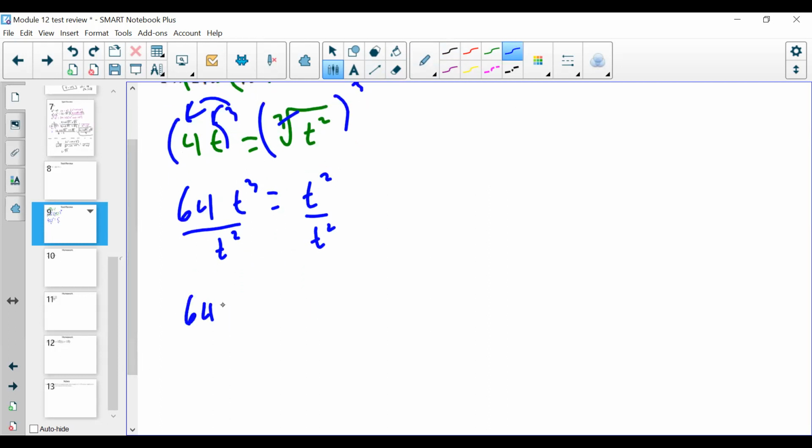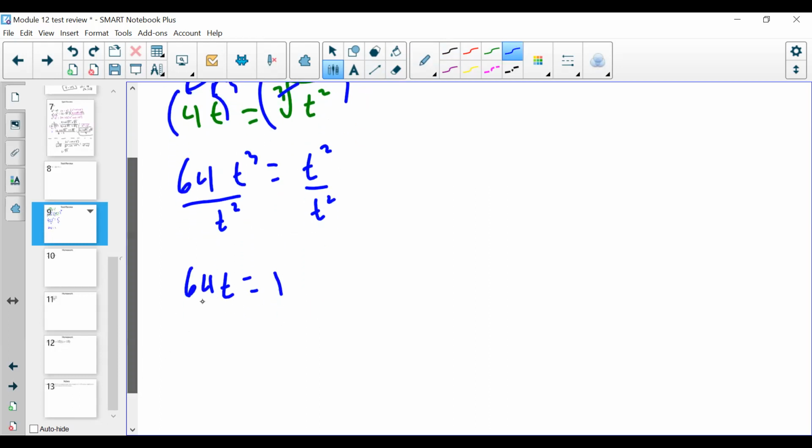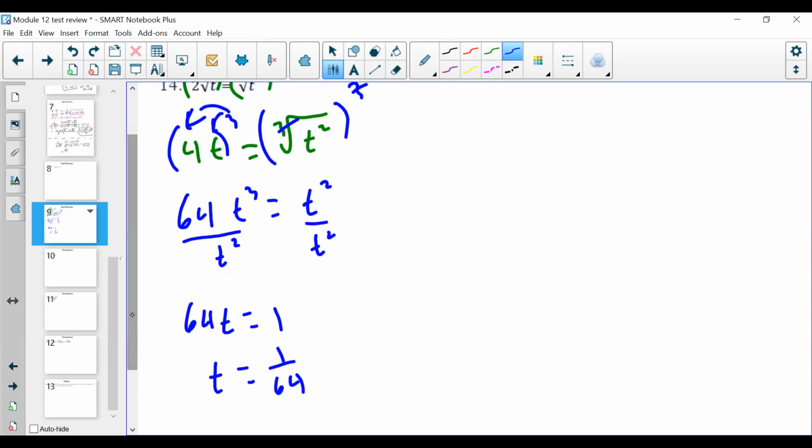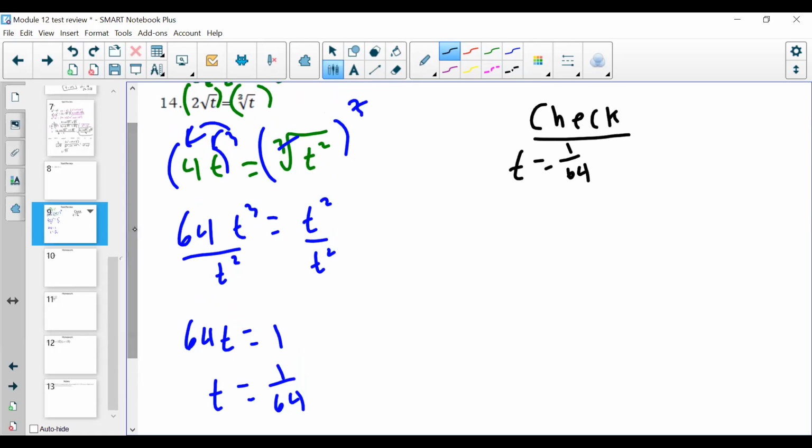And I'll get 64t equals 1. Divide by 64 to get t equals 1 over 64. And I can take this t and I'm going to check it, because you always need to check your variables. So when t equals 1 over 64, if I plug it back into the original, I have 2 times the square root of t, which is 1 over 64.